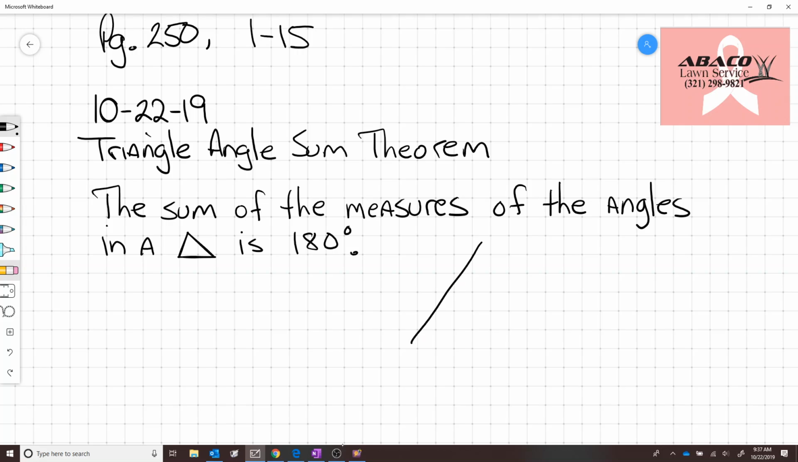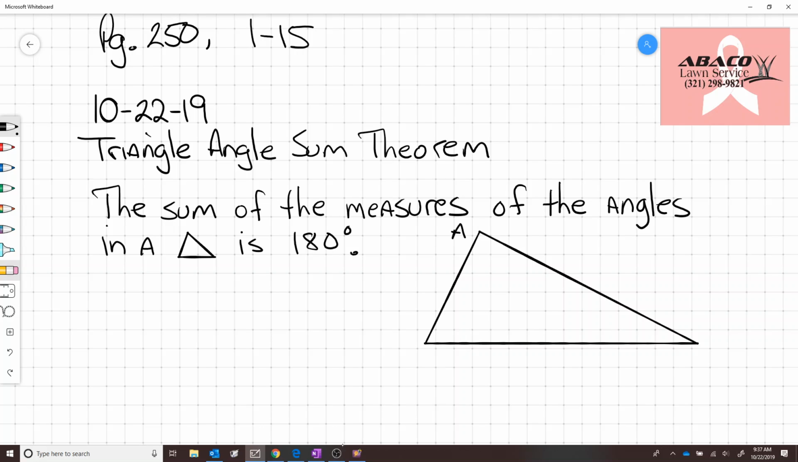So if you had a triangle and we label it triangle ABC, what that means is the measure of angle A plus the measure of angle B plus the measure of angle C is equal to 180.